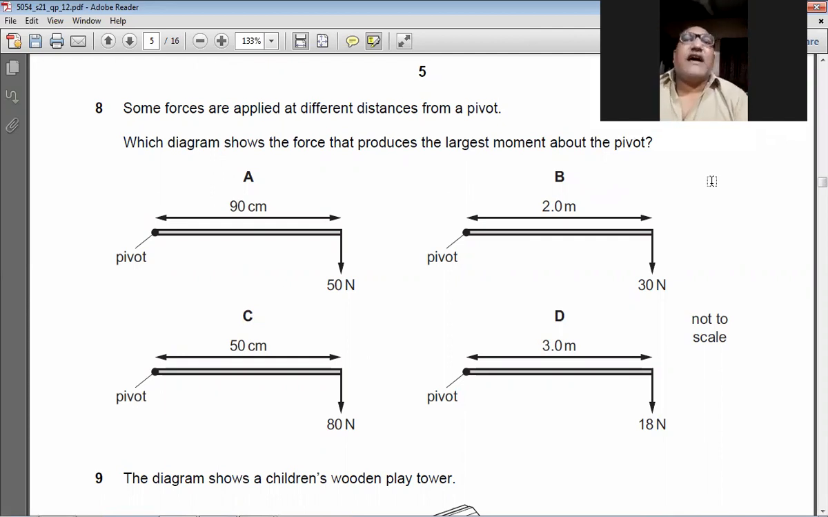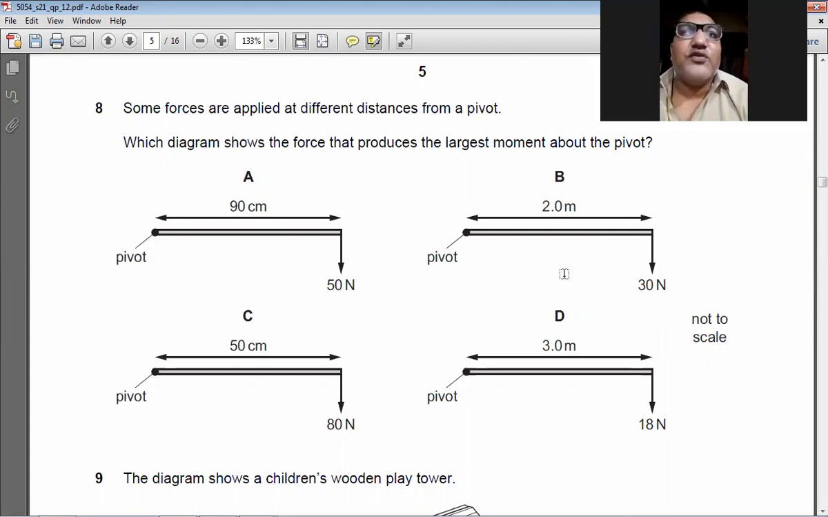Some forces are applied at different distances from a pivot. Which diagram shows the force that produces the largest moment about the pivot? Okay, so here we have the A option, B option, C option, D option. The pivot is here, and the moment arm is 90 centimeters. The force applied is 50. It will be a clockwise moment. We can calculate force multiplied by moment arm. Here the moment arm is 2 meters. The force applied is 30 Newton. So just multiply them, and you will get it. It's producing a clockwise moment.